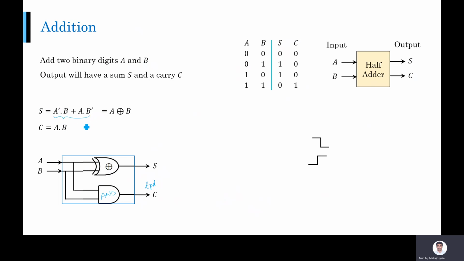XOR gate has these terms in its functionality. So A dash B, that requires an AND gate. Then AB dash, that requires another AND gate. And then you have an OR gate. Okay, so there are multiple stages. And before these are ANDed, you need A dash. So there is a NOT gate also. So there is a NOT gate here and a NOT gate here.